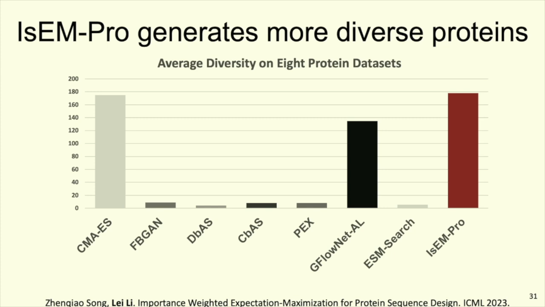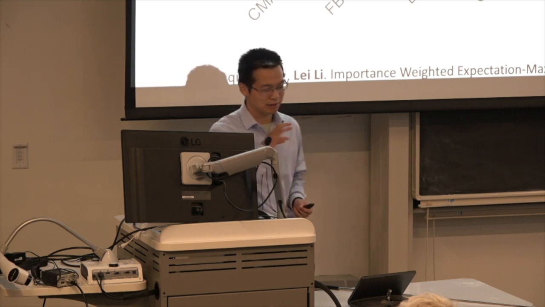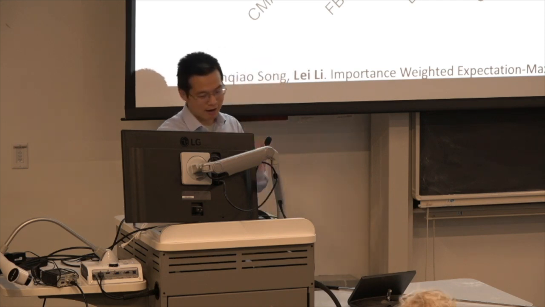This is a diversity score, actually, just measuring how different the generated ones are among themselves. And the higher is better. We also have a novelty score. This compares the similarity between our generated proteins versus the ones in the training data. Again, the higher is better.